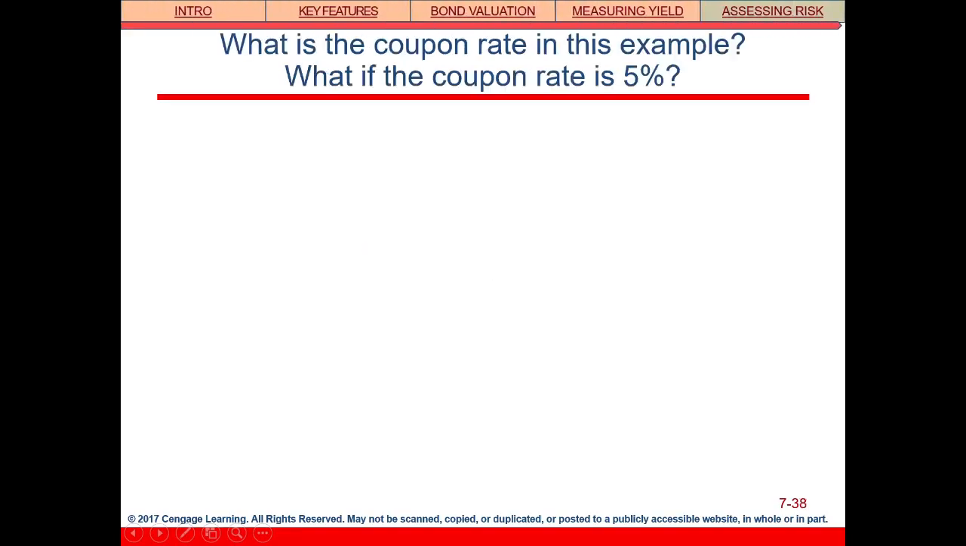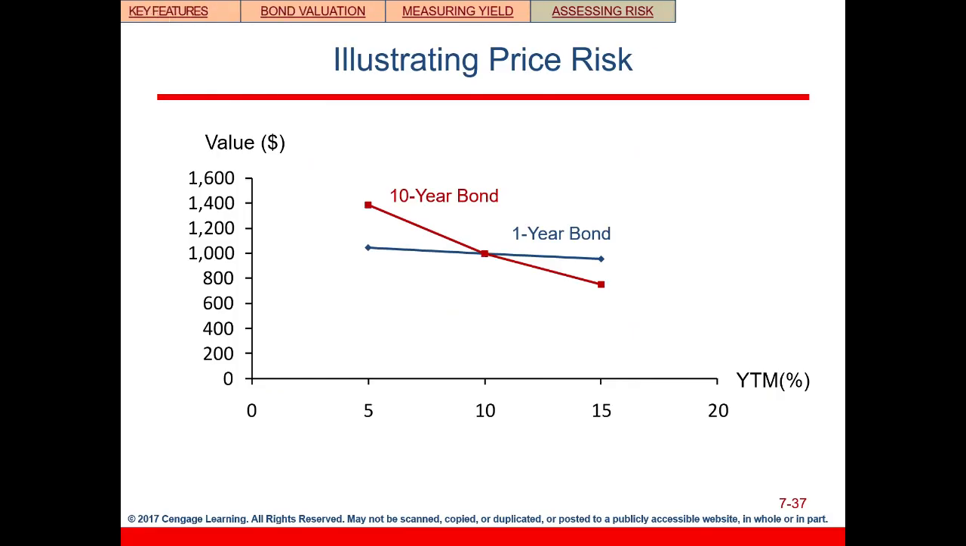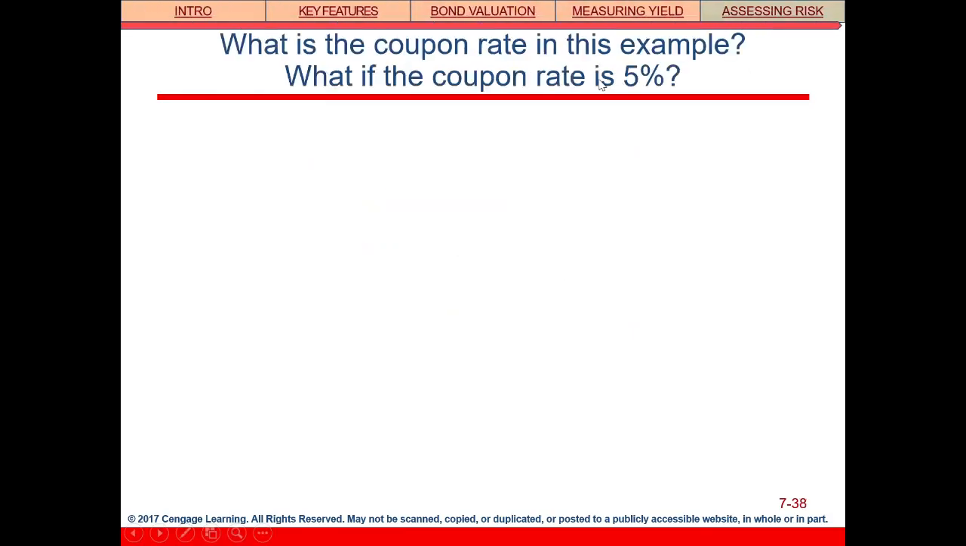Yeah, and then so that was maturity, and now let's look at the other part, that is the coupon rate. So here it's asking what is the coupon rate in this example. We could already tell, right, that coupon interest rate is 10%, because when the market interest rate is 10%, the face value equals the price. So therefore, the coupon interest rate is 10%. But what if the coupon interest rate is 5%?